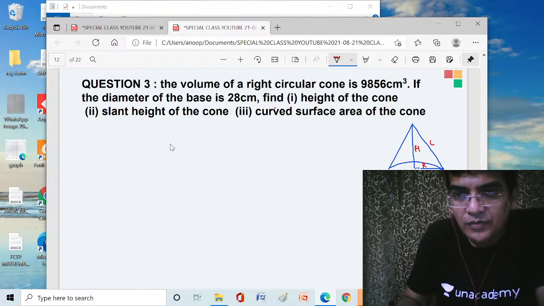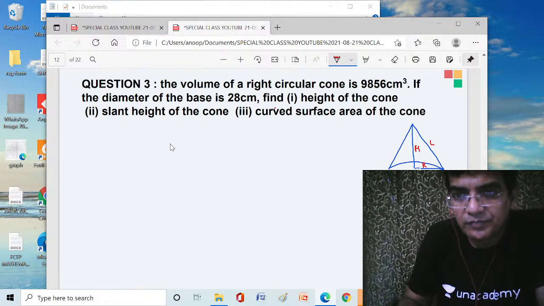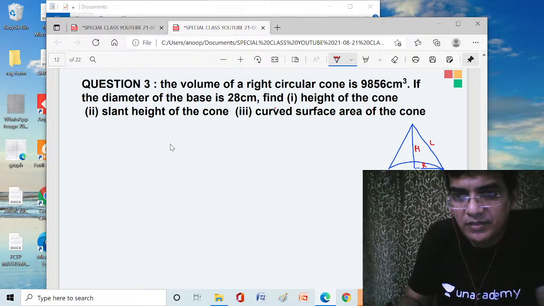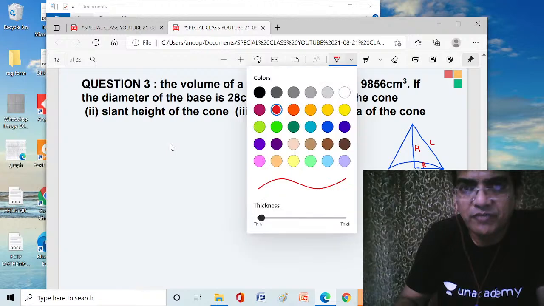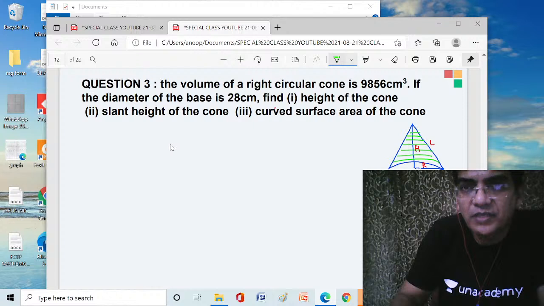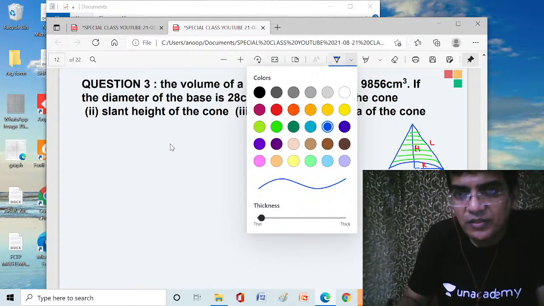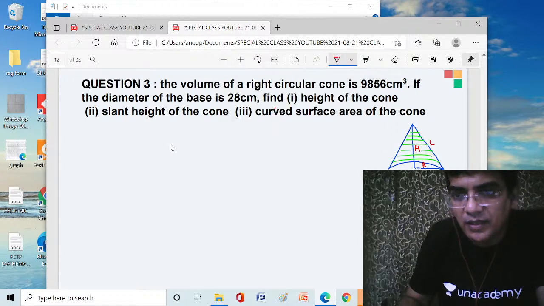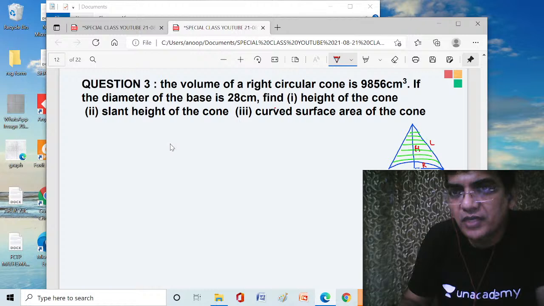What else do we have? Curved surface area. Now which portion is called the curved surface area? Let me mark it for you. This portion is called curved surface area, that I have marked green, right? The formula for the curved surface area is pi r L.